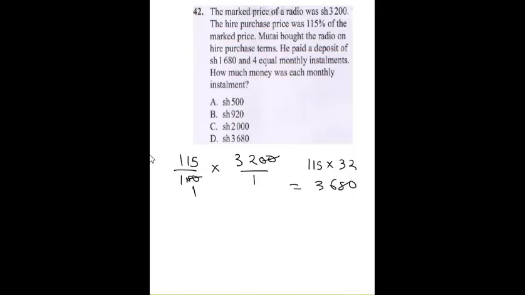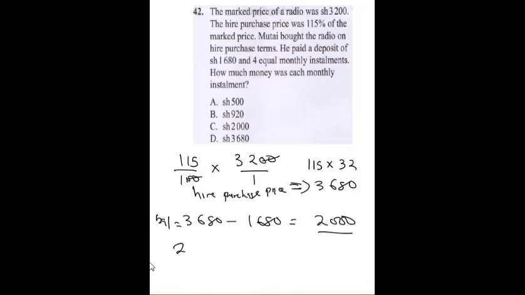Now you can see this is actually the hire purchase price. So now if he paid 1,680, we're going to do 3,680 minus 1,680. You can see this will give us what? 2,000 shillings. He paid the remaining balance, which is 2,000 shillings, in 4 installments. So you're going to do 2,000 divided by 4 to give you what? That's 500 shillings. So the installment he was paying every month is 500 shillings. And that's our final answer.